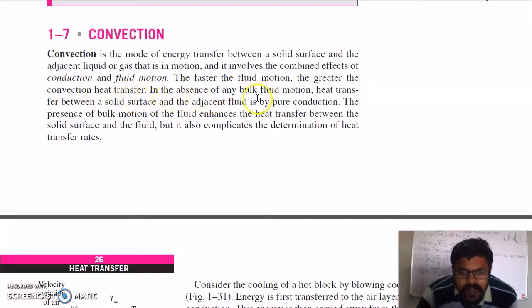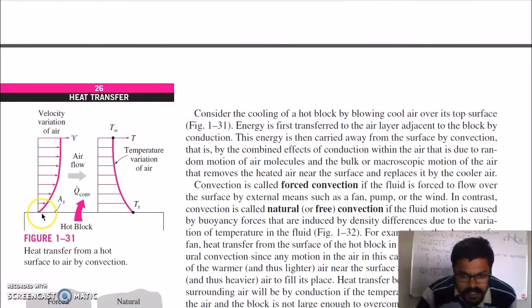In the absence of any bulk fluid motion, heat transfer between a solid surface and the adjacent fluid is by pure conduction. So consider the cooling of a hot block by blowing cool air over its top surface. Energy is first transferred to the air layer adjacent to the block by conduction. This energy is then carried away from the surface by air by convection.